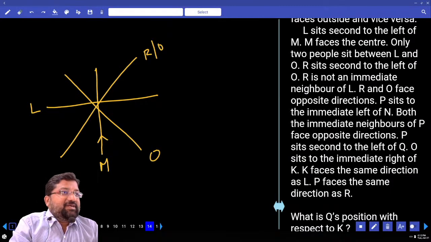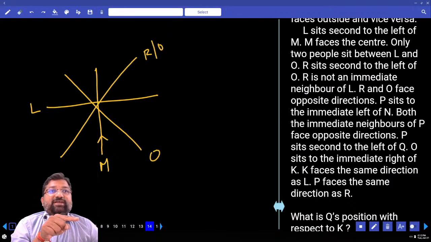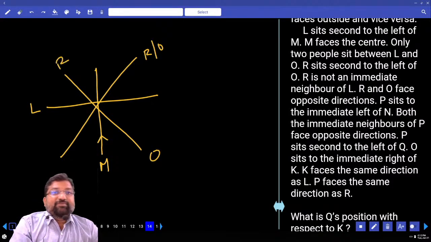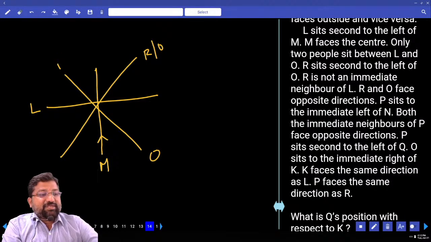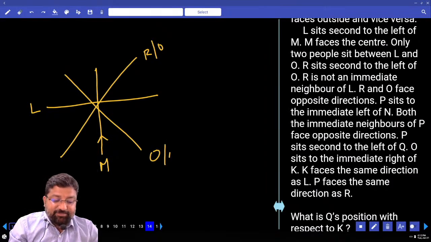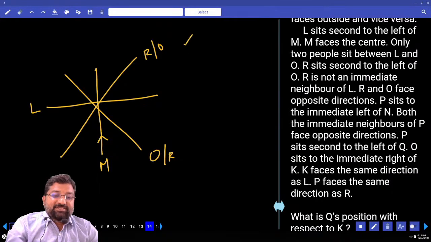And R is second to the left of O. Second to the left of O means the second place from O. Why did I say second place from O? Because we don't know the direction in which O is placed. If this is R, I have a problem again. What is the problem? R is not an immediate neighbor of L. So surely this should be R. So what did you understand now? These 2 places are fixed for O and R.